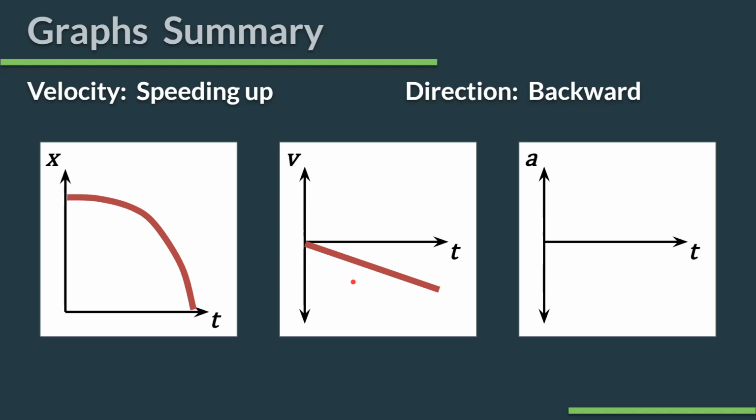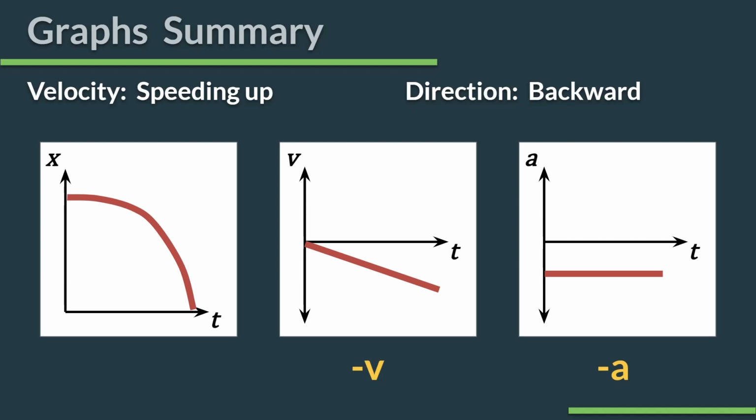The slope of this line is negative. I don't have numbers, but let's say it's -5. Then I'm going to draw this at -5, or whatever that number might be. But if you are speeding up going backwards, your velocity is negative, your acceleration is negative. Again, they're in the same direction. My signs are both negative, so I'm going to speed up. Same sign.